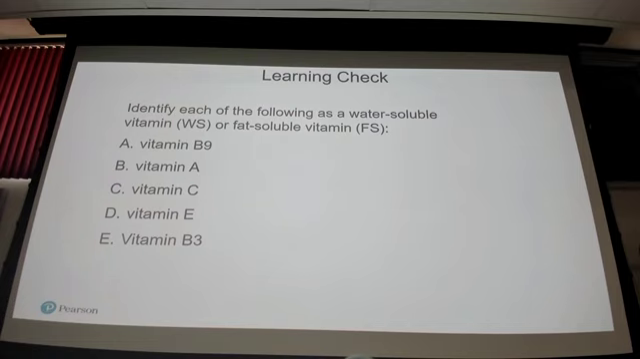So, identify each of the following as water soluble or fat soluble. So what are the fat soluble vitamins? ADEK. So what's B9? Water soluble. C? Water soluble. B3? Water soluble. Right? Easy, right? Any questions? All right.